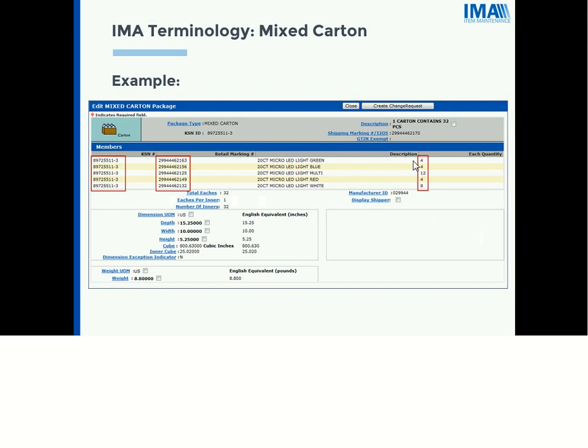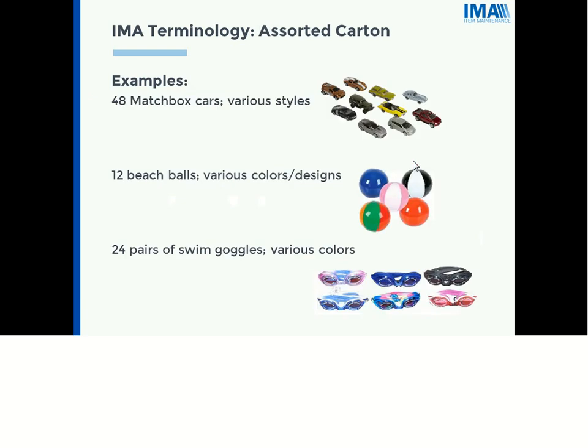Now, an assorted carton is used a lot in toys. Mixed can also be used in toys, and toys is probably the business that uses these the most. There are a few other businesses that can use these. I think jewelry might sometimes use mixed or assorted cartons, but they also use exploding assortment cartons. So again, if you're not sure what type of carton you should be building, please reach out to your merchant and inventory analyst to see how your business needs to be setting up their items.